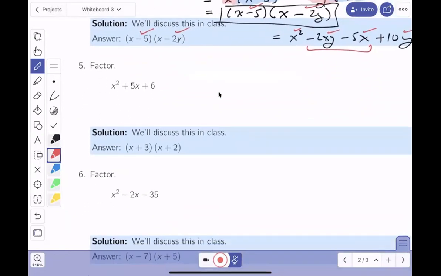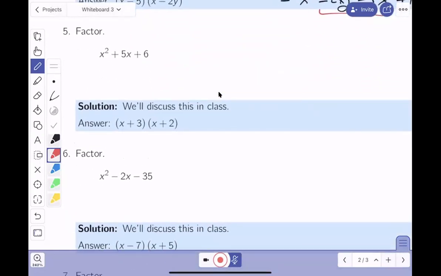All right. Let's take a look at number 5. Number 5 is more realistic. And what I mean by that is the kind of problems I really want you to be able to factor. No GCFs, no factor by grouping. Why is that? At this level, factoring by grouping is only accomplished in 4 terms.